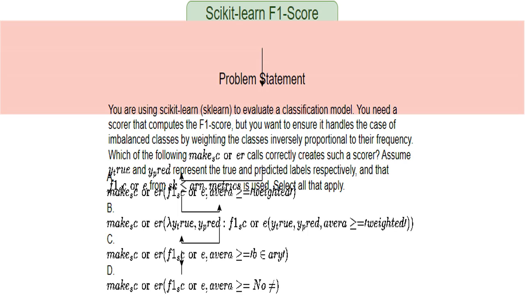This section clearly lays out the challenge. I need to select the correct code snippet from a list of options that creates a scorer for the F1 score, while specifically accounting for imbalanced classes. The problem highlights the significance of handling imbalanced datasets in machine learning.